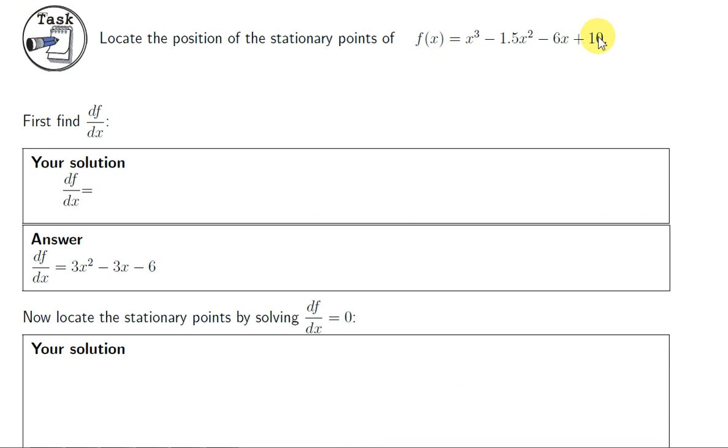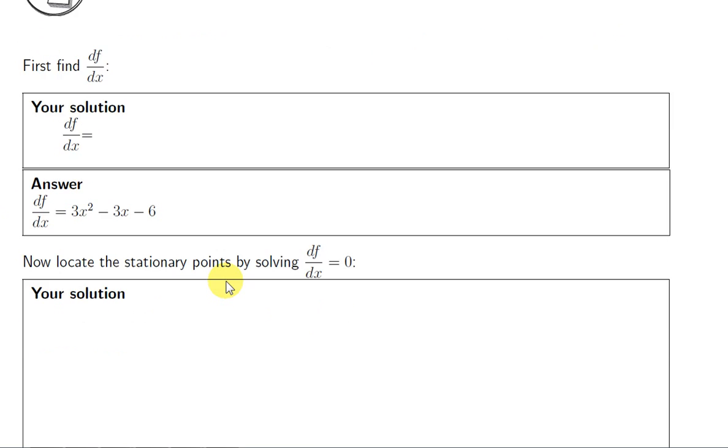Next we have a cubic function. To get the stationary points, we want to set the derivative of the function equal to 0. So if we differentiate this function, we get a quadratic.